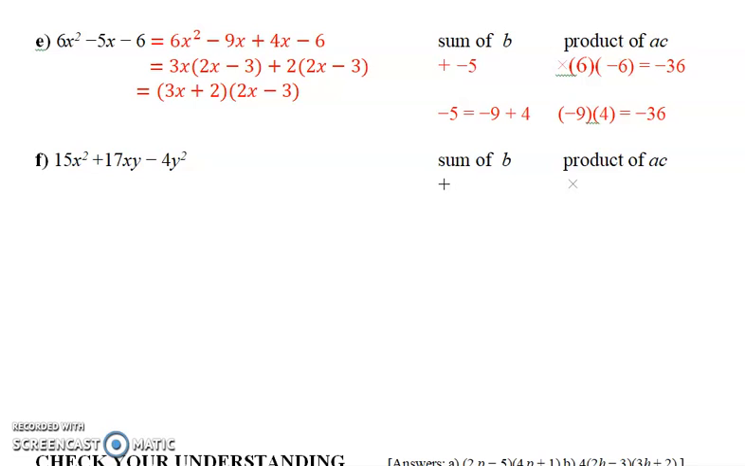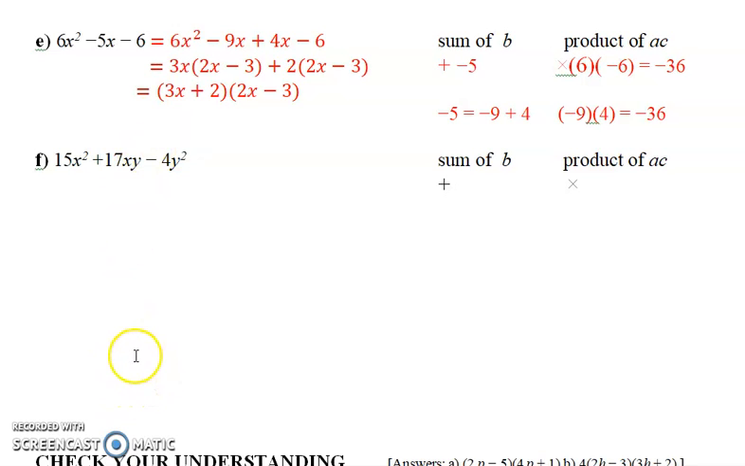The next one's interesting. We have two variables this time, done the same way. Not to worry. We're still only going to use the coefficients to figure out how we're going to break apart, right? So we have 15x squared plus 17xy minus 4y squared. So work through it in similar fashion. Just ignore the variables for now. When you have a variable squared at the beginning, still consider that your a, and then we have xy, still consider 17 your b, and then the y squared, still consider your -4 your c. So just ignore them for the time being.